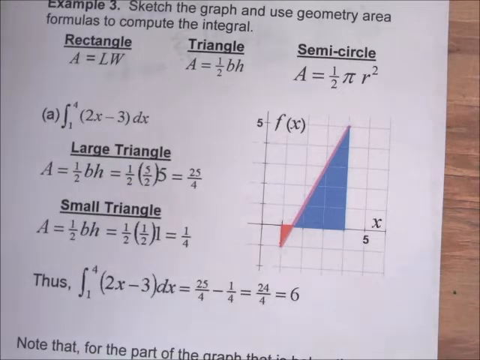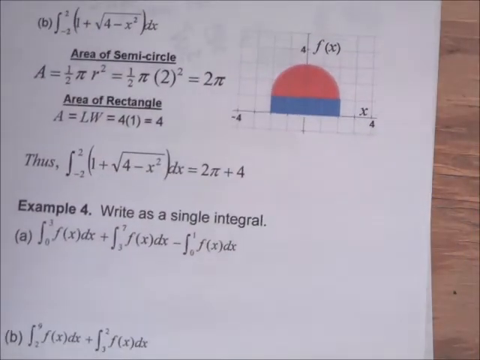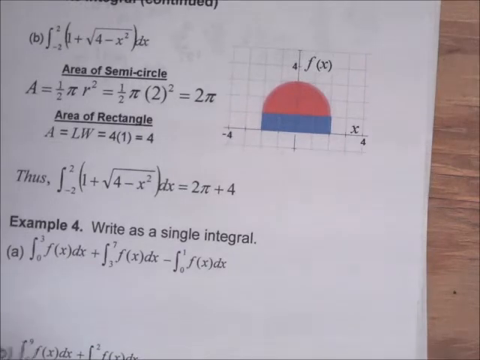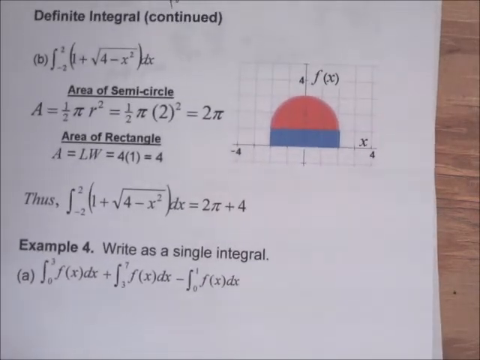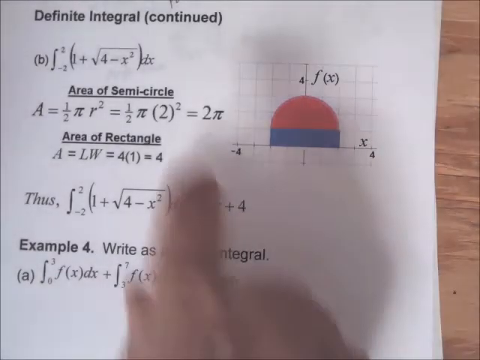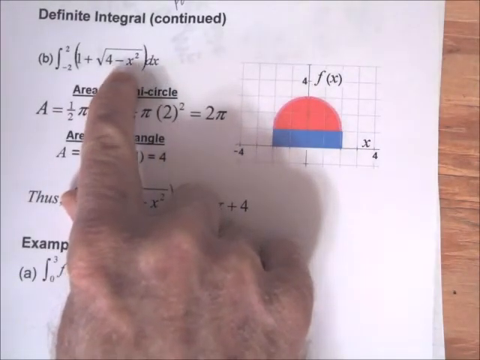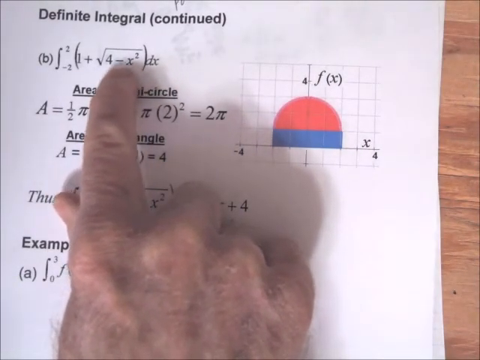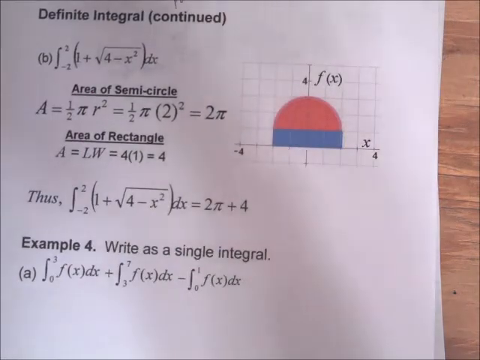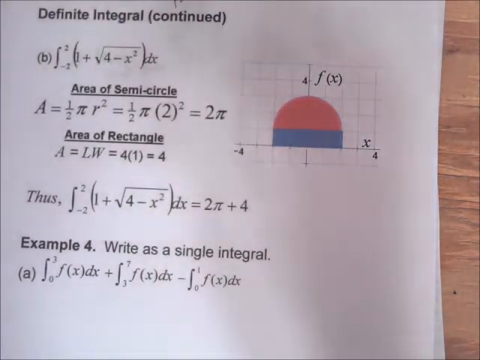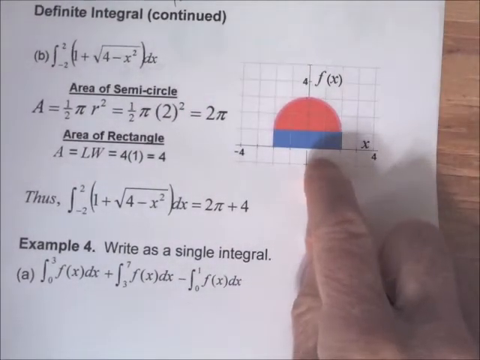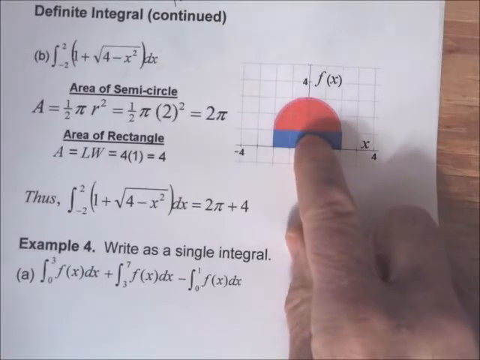So here's another example where we're using geometric methods. The integral from -2 to 2 of 1 plus square root of 4 minus x squared. You may recognize this from pre-calculus. This is a semicircle, radius 2. Center is going to be at 0, 1.